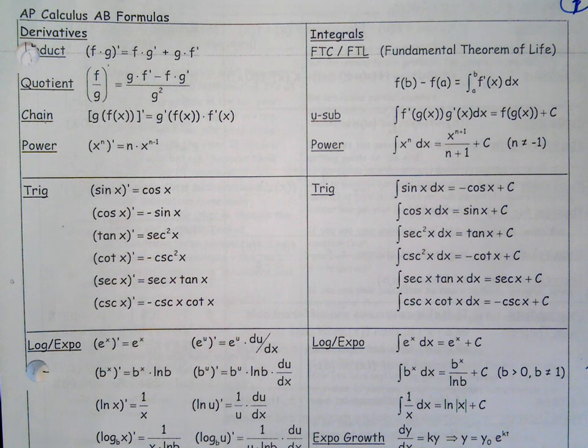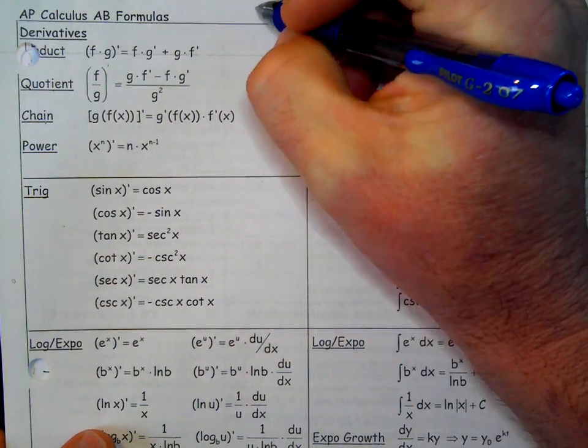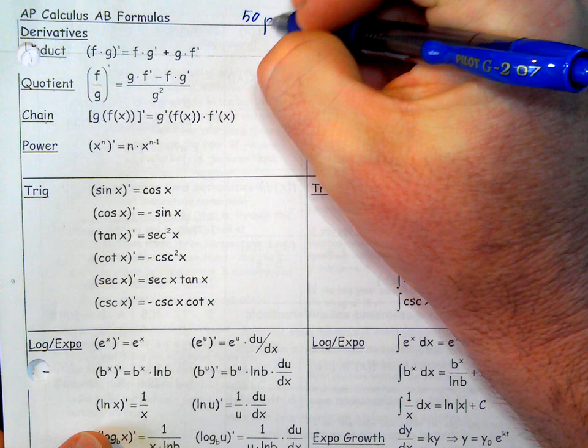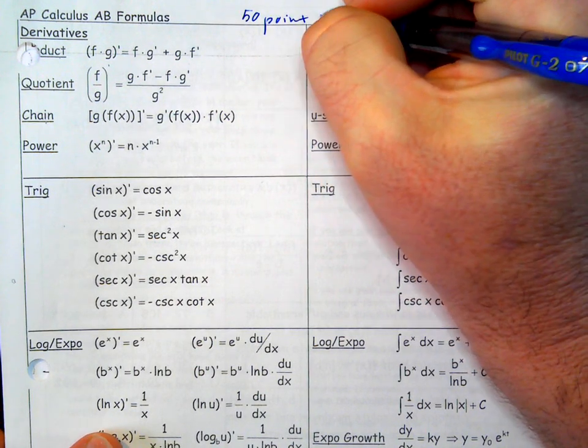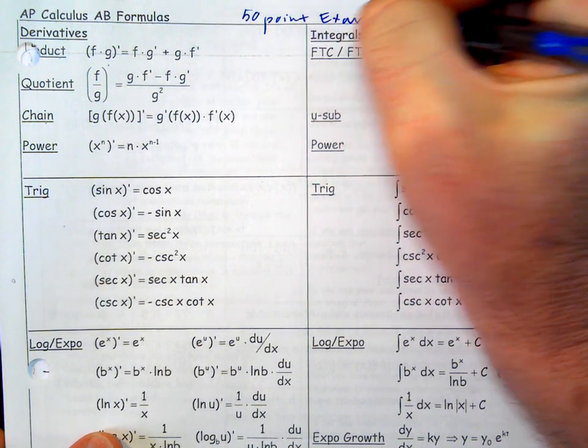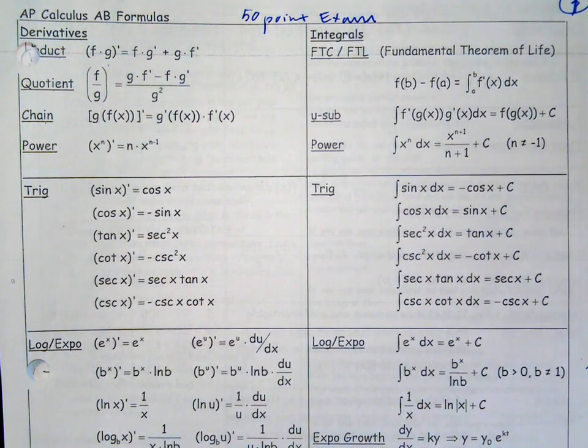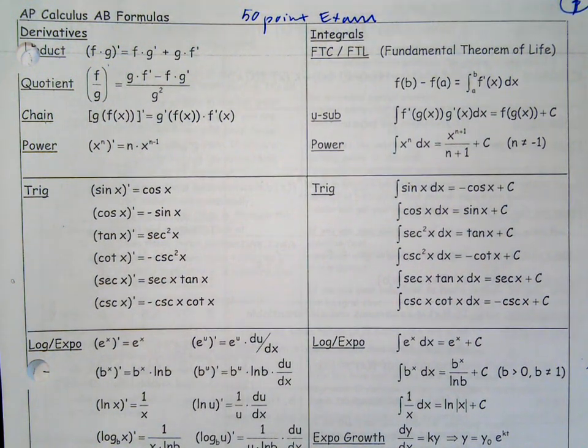None of these will be given to you on the AP test for sure, guaranteed. I know some tests give you some formulas, unlike statistics or physics, but they won't give you any. So we're going to have a formula exam in a few weeks, and it's going to be a 50-point exam that you'll have to do without the formula sheet, obviously.